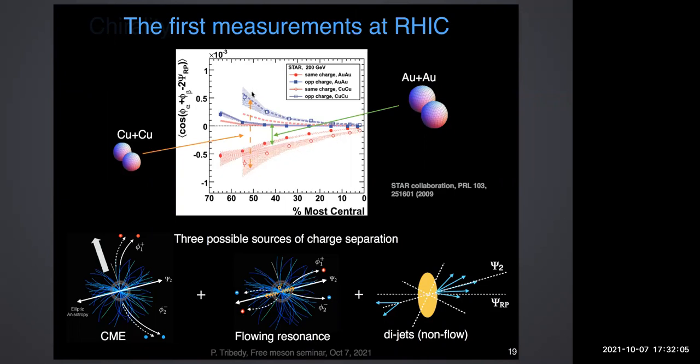So first of all, what you see is a clear, significant difference between opposite sign and same sign. So delta gamma, this is the gamma, okay. So there it's non-zero, right?